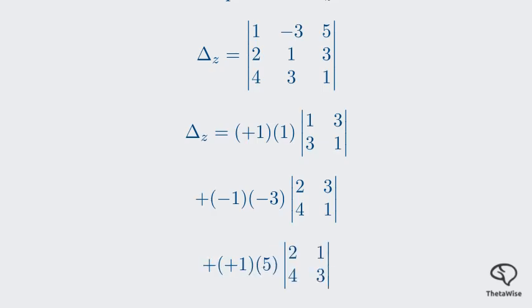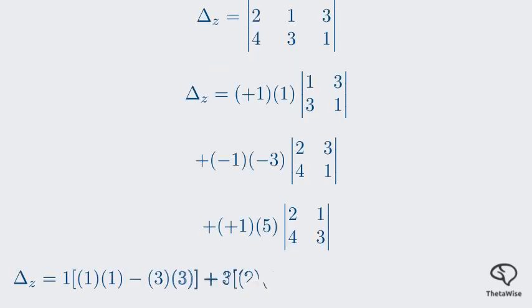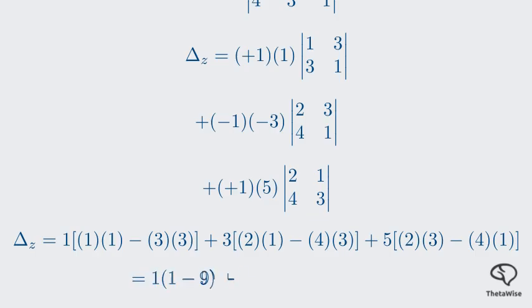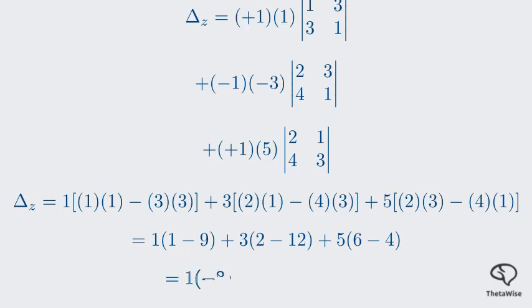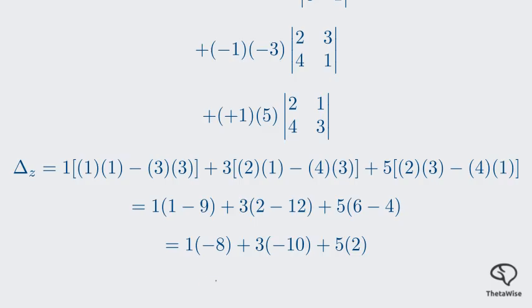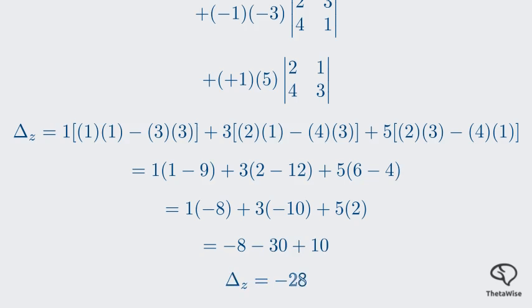Let's calculate the values for these three minors. The first minor is 1 times 1 minus 3 times 3, which is 1 minus 9, or negative 8. The second minor is 2 times 1 minus 4 times 3, which is 2 minus 12, or negative 10. The third minor is 2 times 3 minus 4 times 1, which is 6 minus 4, or 2. Now we calculate the total. Negative 8 minus 30 is negative 38, and negative 38 plus 10 is negative 28. So delta z is negative 28. This result also matches the provided solution.